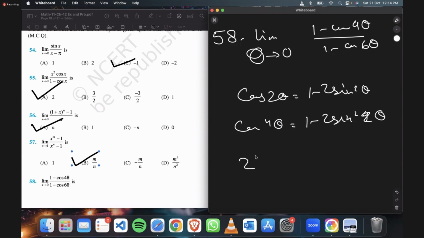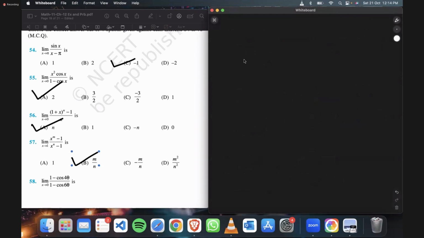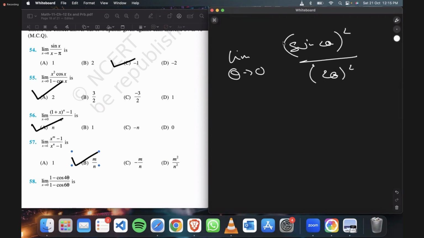So here I'll have 2 times sine square 2 theta, whole thing divided by 2 times sine square 3 theta, where the limit of theta is equal to 0. 2 by 2 will get cancelled out. So for theta tending to 0, I have sine 2 theta, the whole square. I just put 2 theta whole square over here, and 2 theta whole square will be 4 theta square over here.